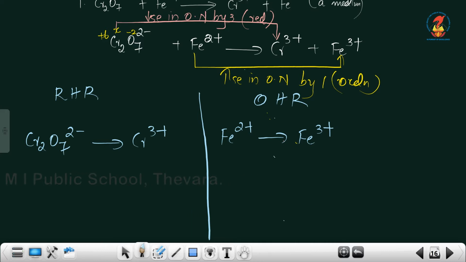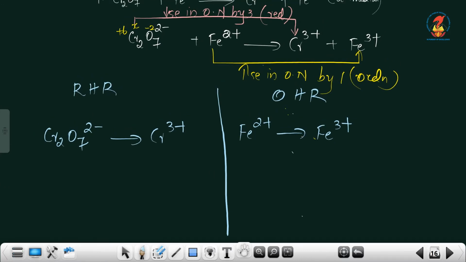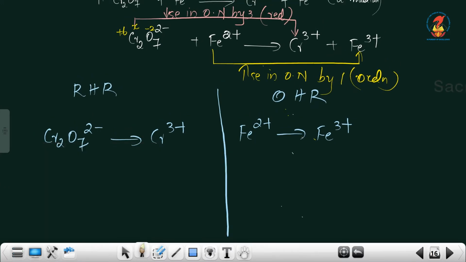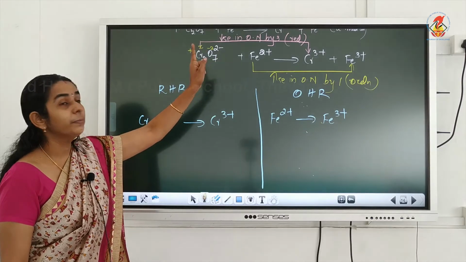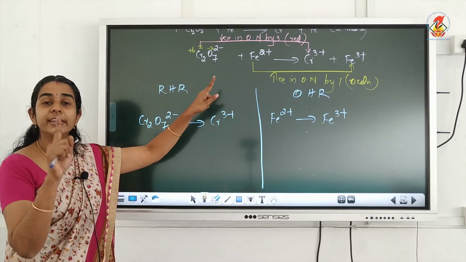Now we have split the equation into two half reactions. The next step is to add the required number of electrons to each half reaction. See the reduction half reaction. There is a decrease in oxidation number by 3, isn't it? If there is a decrease in oxidation number, we have to add the required number of electrons on the left hand side. Here the decrease in oxidation number is by 3 because plus 6 changes to plus 3.